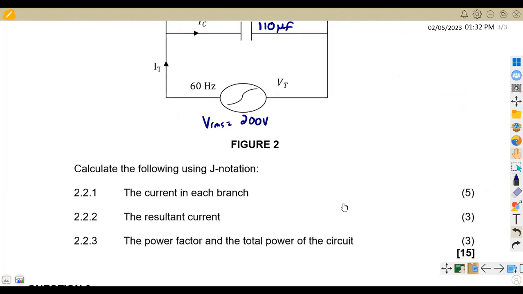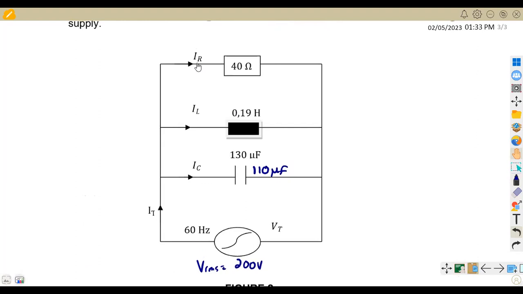Question 2.21. Calculate the following using j notation. We are told to use j notation because you can work this one using the simpler version, the complex numbers, which is the j notation. 2.21, the current in each branch. So take note, you need the current in each branch, that is the current in the resistor, the current in the inductor, and the current in the capacitor. All right, so that's it, guys. And this is pretty clear.